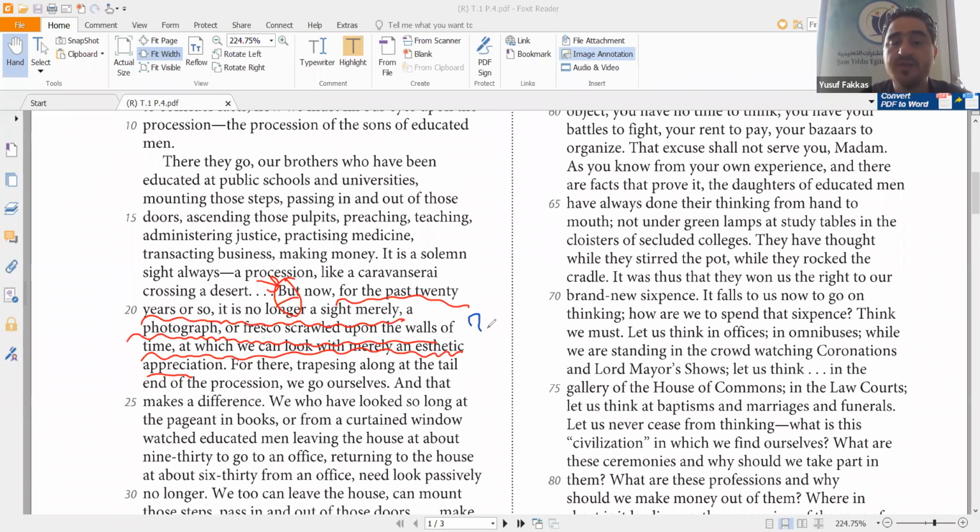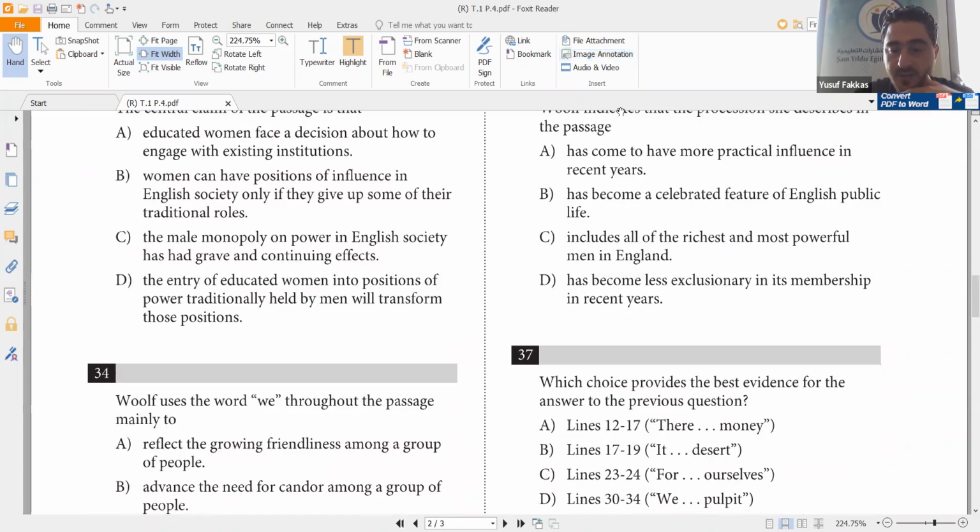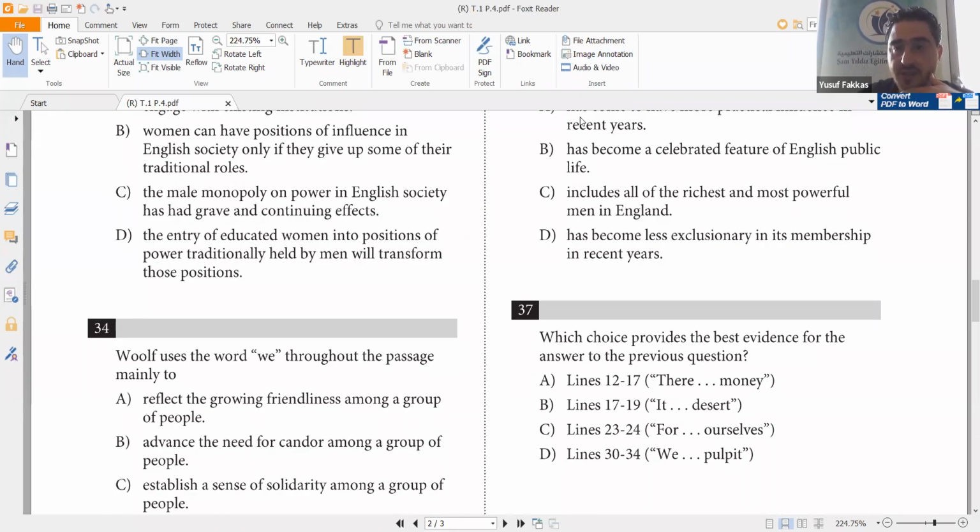But now we need to ask ourselves, what is that change? She said, for there, traipsing along the tail end of the procession, we go ourselves. So now it's not only for the sons of educated men, but women can do the same thing. So my answer should be here. And more specifically, the change itself, which is we go ourselves. So here I have, for example, lines, I believe, 23 and 24, right? Let's look at the options. Do I have that here? Yes, I do. 23, 24, it is C.